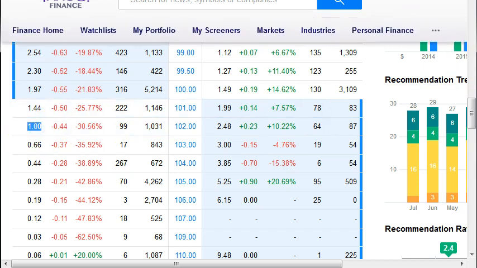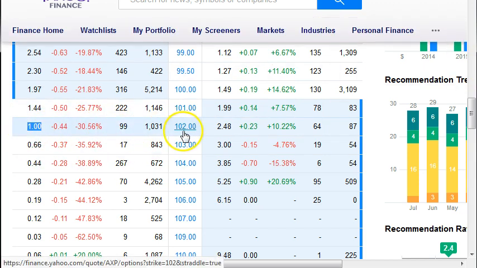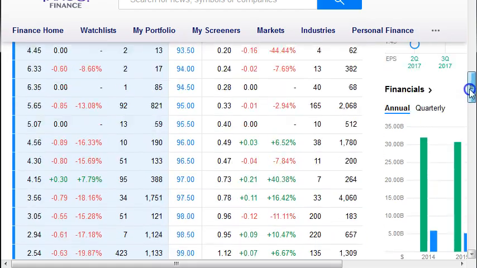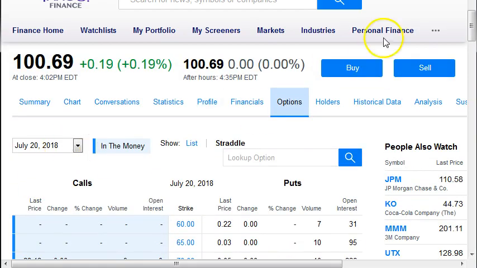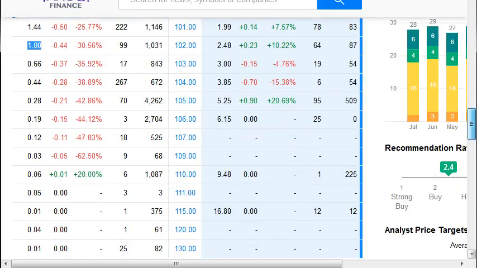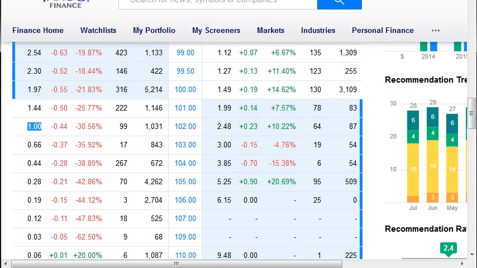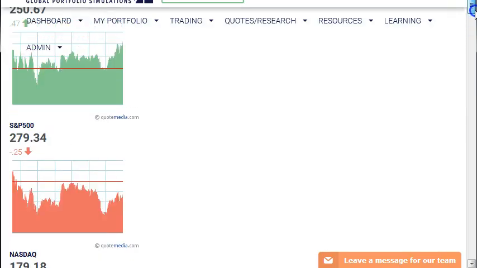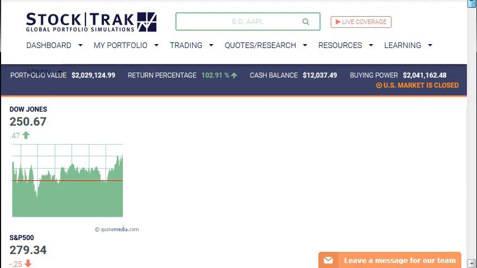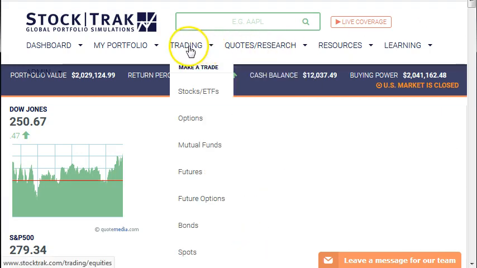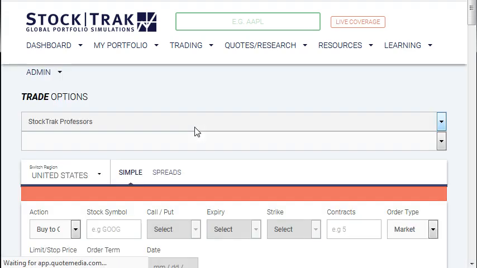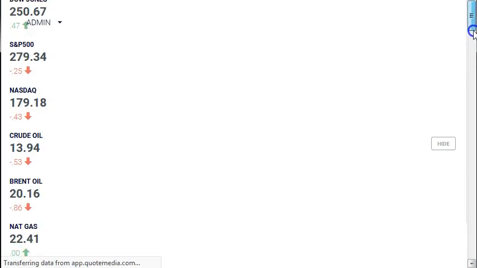So how do we buy this option, this $102 strike price expiring on July 20th for American Express on StockTrack? So let's now get into StockTrack. Okay, I logged into my StockTrack account, and after you log in, let's look for trading. We are done with stocks and we're done with bonds, and now we are looking at options.